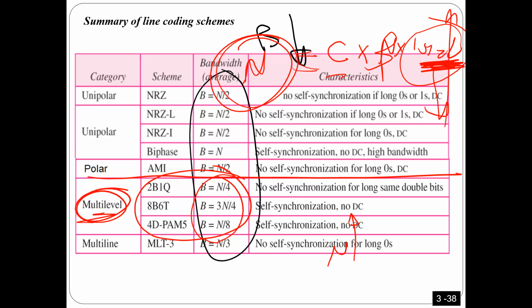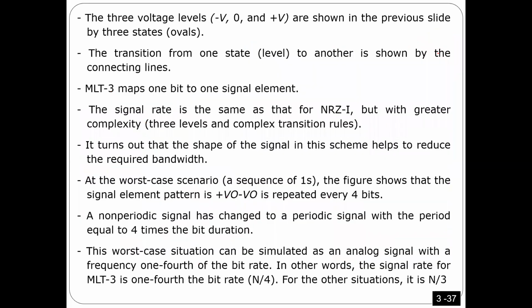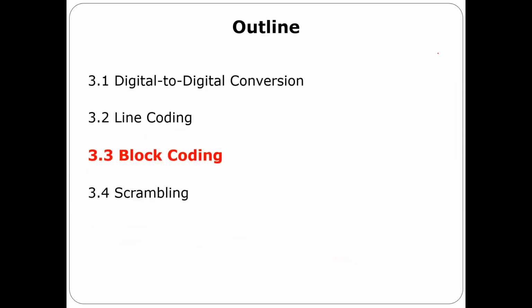So increase the levels you have. And I told you, increasing the levels may not be a practical solution all the time, because the receiver is going to be more complicated. The receiver may not be able to differentiate between the different levels. Anyway, this is the end of this part. Now I'm going to move to the next part, which is block coding and scrambling.